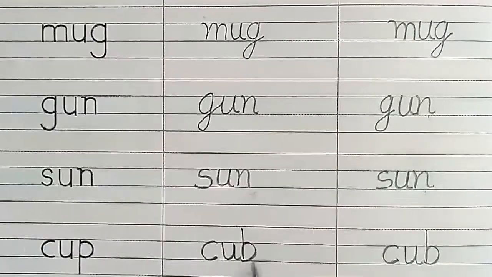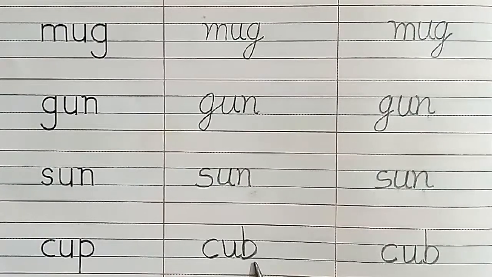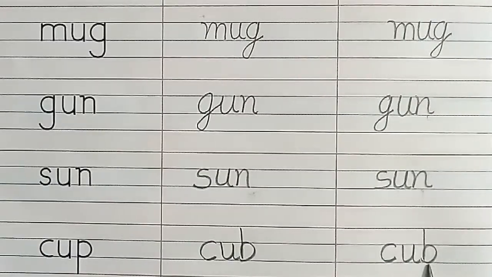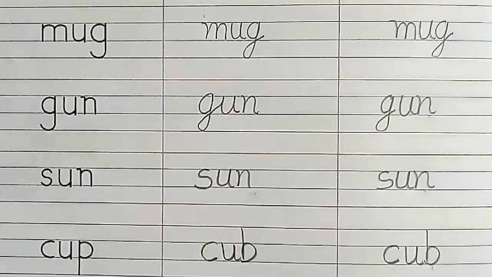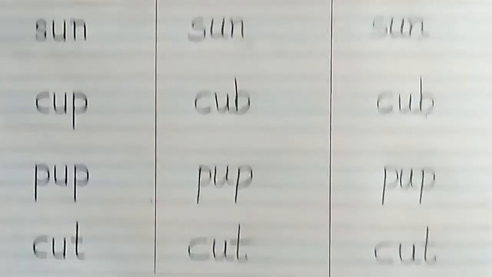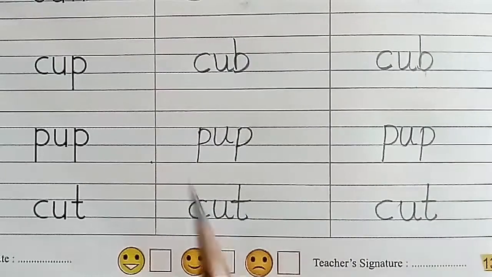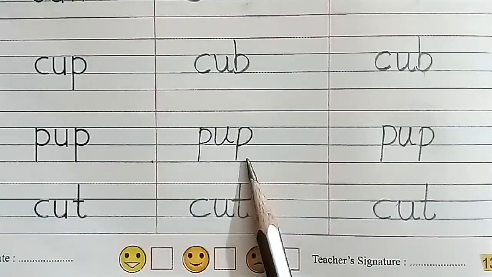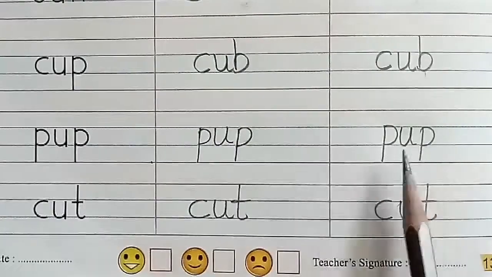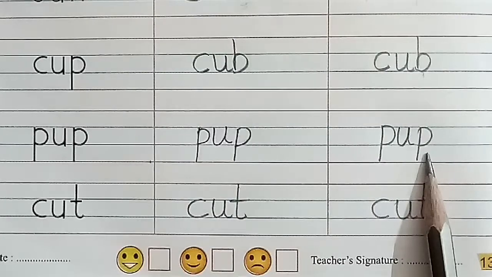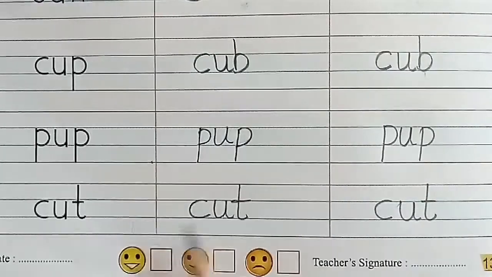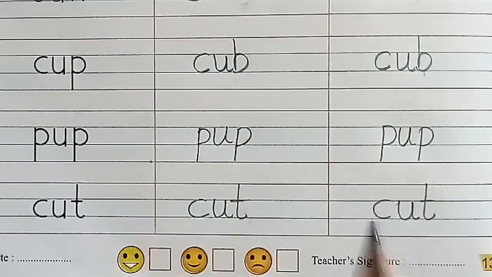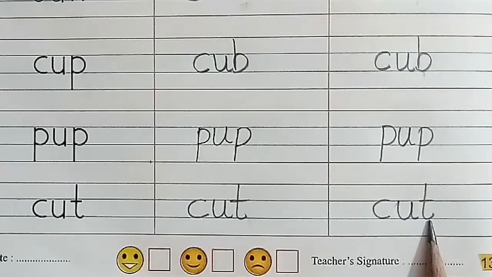C U B cub. K A B cub. P U P pup. P A P pup. C U T. Cut. K A T. Cut.